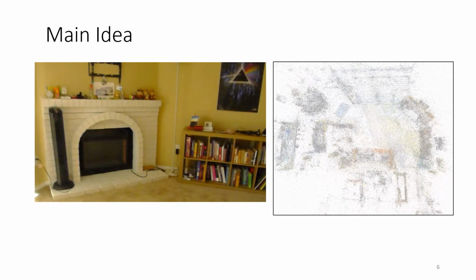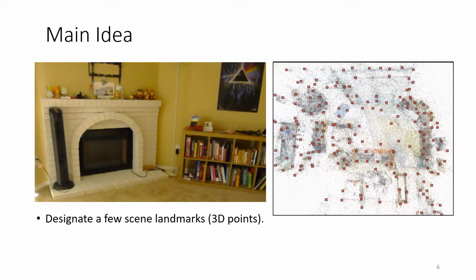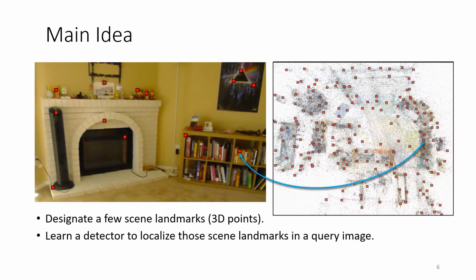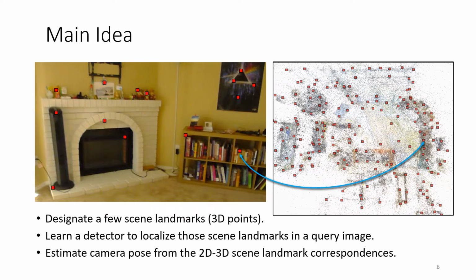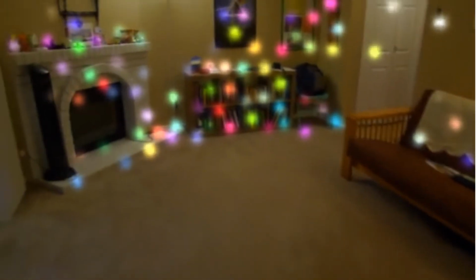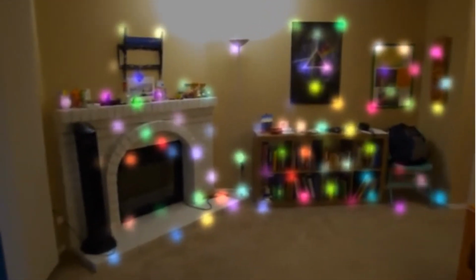Our main idea is to designate a sparse set of 3D scene landmarks that can be easily recognized in an image. For example, we show here the correspondence between a 3D landmark and its projection on the image. Once we establish the 2D to 3D correspondences, the camera pose can be estimated. Here is how our scene landmark detection works. Each distinct color blob represents a learned 3D scene landmark.